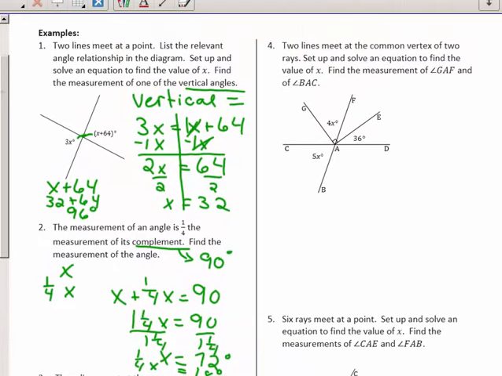All right, so let's see what's happening up here for number 4. Two lines meet at the common vertex of two rays. Set up and solve an equation to find the value of x. So again, I have a lot of different things going on here. When I'm looking at this, I know that we have to get a little bit more information, basically, is what we need to do.